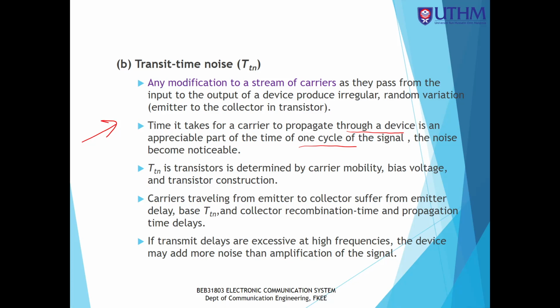So transit time noise is determined by the carrier mobility. Okay, disebabkan oleh pergerakan carrier, bias voltage, and also the transistor construction. So the longer the time taken for the carrier to move from the input to the output, the higher would be the transit time noise. So this transit time noise is proportional to the time of the carrier movements. So the longer the time, the higher would be the transit time noise.